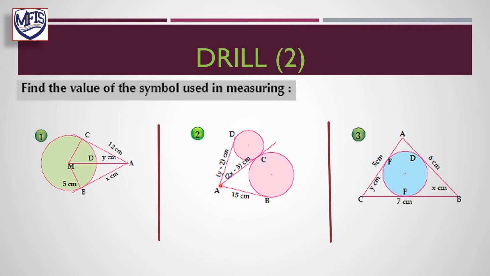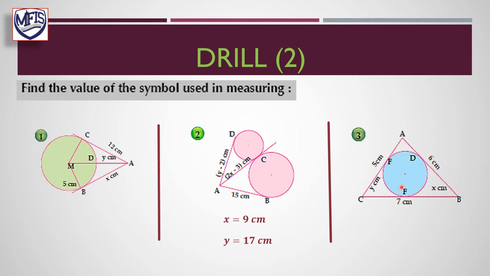And also the length of a tangent AC equals 15. And also tangent AD equals tangent AC. So AD equals 15. Then y minus 2 equals 15. Therefore y equals 17. Now look at the answer. 2x minus 3 equals 15. Therefore 2x equals 18. Then x equals 9. What about y? Y minus 2 equals 15. So y equals 17 centimeters. Now look at number 3.